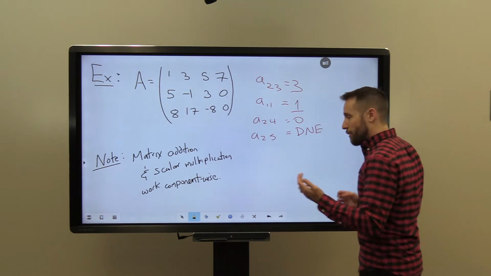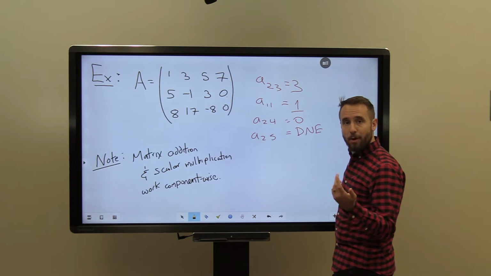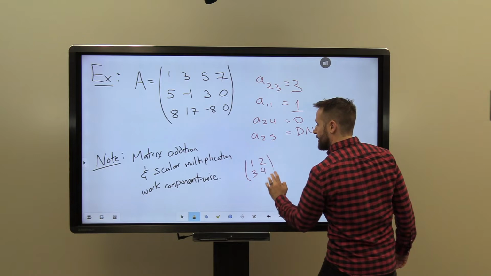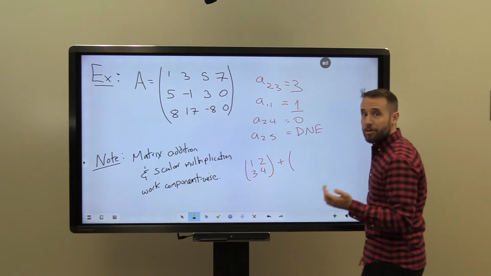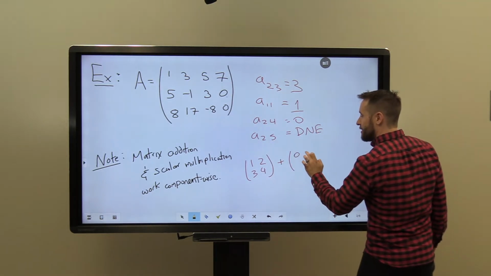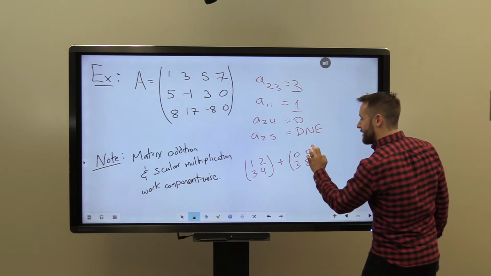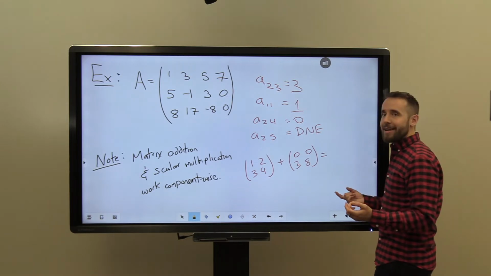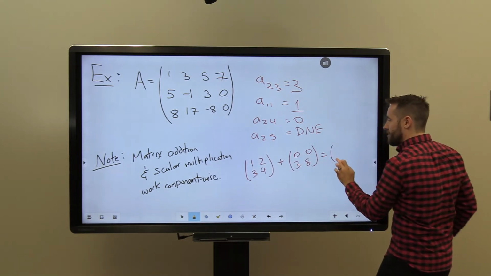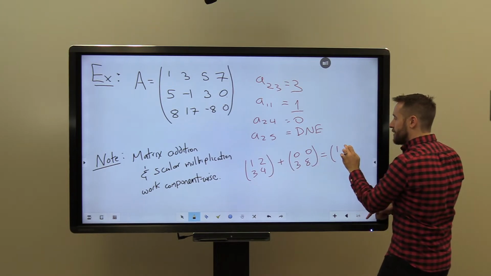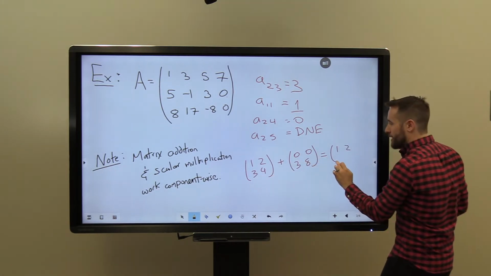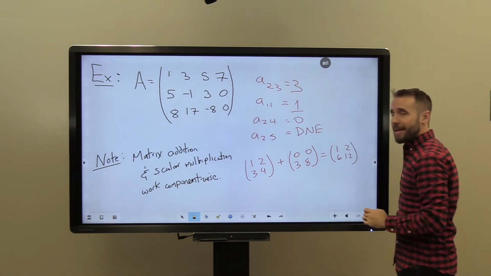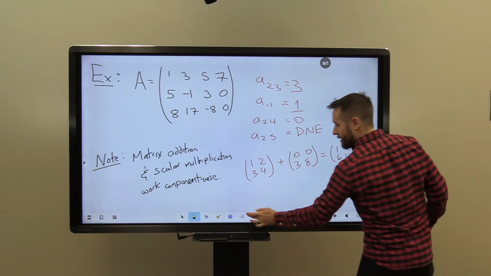So if I wanted to, for example, let's take a smaller matrix. Let's take the matrix just 1, 2, 3, 4, and add that to a matrix of the same size. Let's say 0, 0, 3, 8. I would add this component-wise. So the same components would be added together. So we'd get 1 plus 0, 2 plus 0, 3 plus 3, and 4 plus 8. Right? So that addition would be done component-wise.